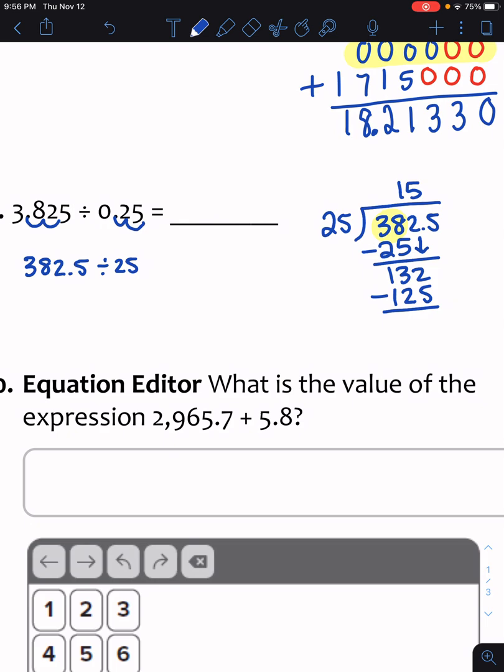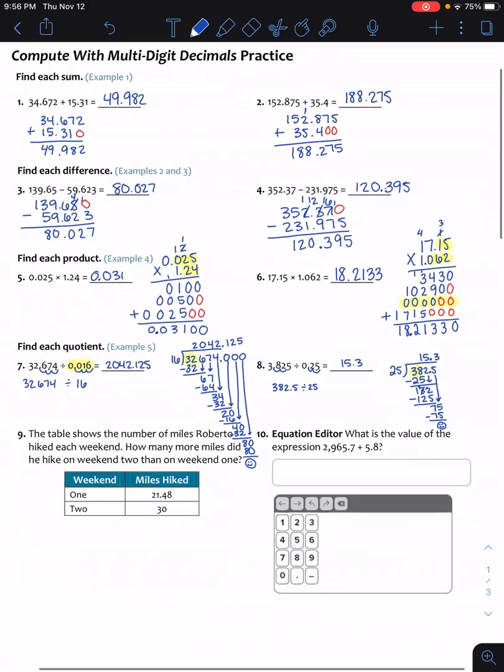So I subtract. 12 minus 5 is 7. I'm going to keep my decimal because it's already there, and I'm going to bring down the 5. And 25 goes into 75 3 times. And 75 minus 75 is 0. So my answer here is 15.3. So that's all those answers.